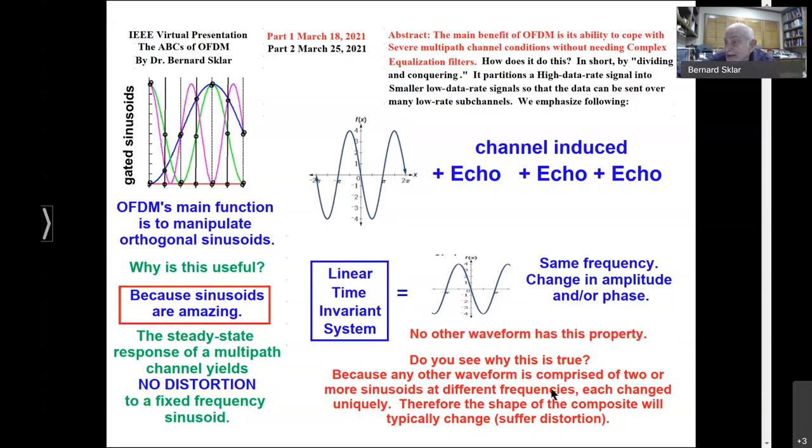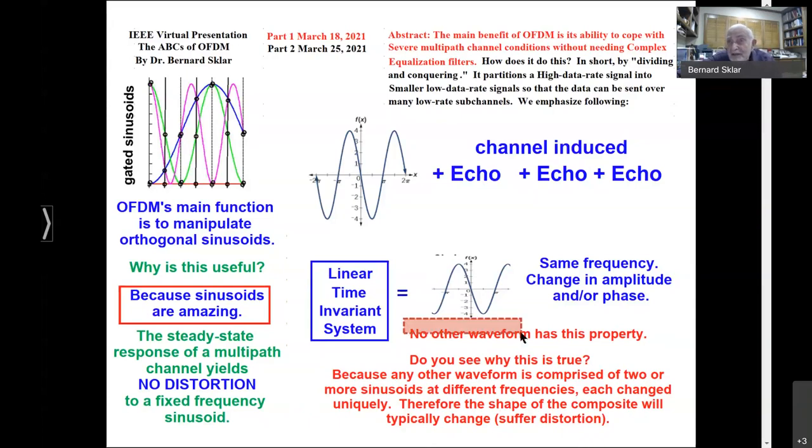That's how we can point to any arbitrary shape and know that it's got some span of frequencies that make it up. So any other shape besides the pure sinusoid has more than one frequency, and each one of them will be changed uniquely going through this linear time invariant system. So therefore, the shape of the composite will typically change, hence suffer distortion.